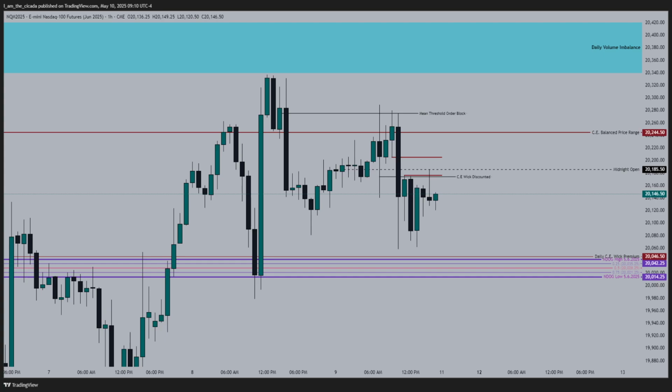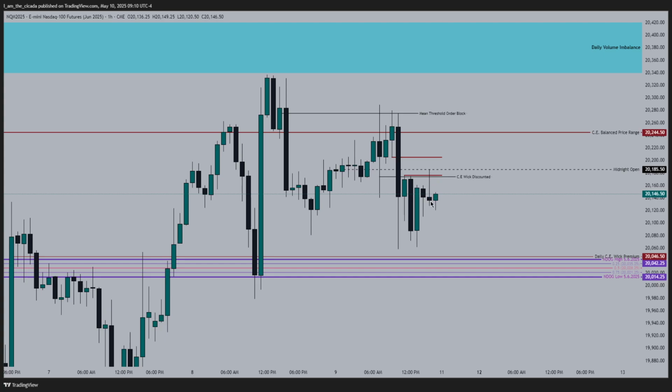And what that candle did, it moved into the mean threshold of this order block, and then following the later price action, we move back at it once. Second time, reference it exactly to the tick, and then from there, we shoot below it, beneath the consequent encroachment of the balanced price range, create this imbalance here. We run this low here, and then we close off near midnight open.